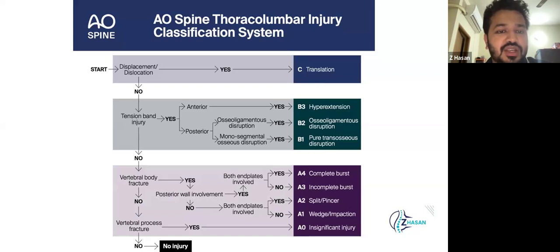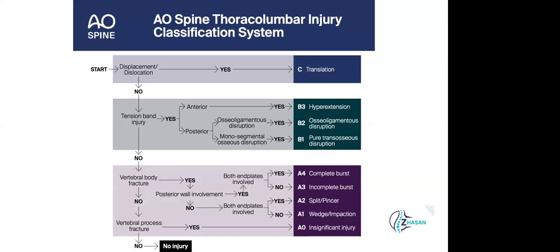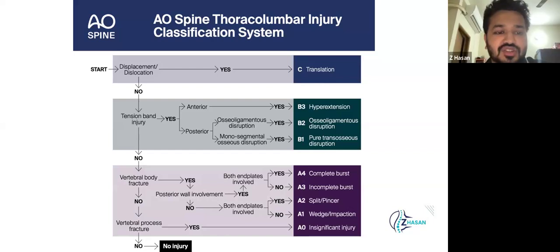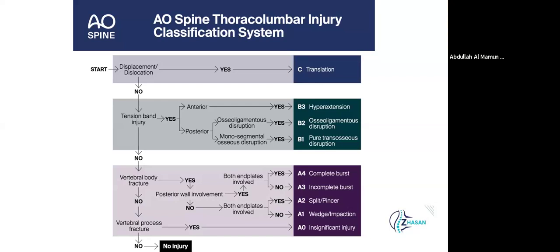You have to start with whether there is any translation, I mean anterior, posterior, or lateral translation, present or not. If not, then you will see the tension band. I'm not going into the subgroups. So at first you will see the translation, whether it is C or not. So you will start from C, the more severe injury.